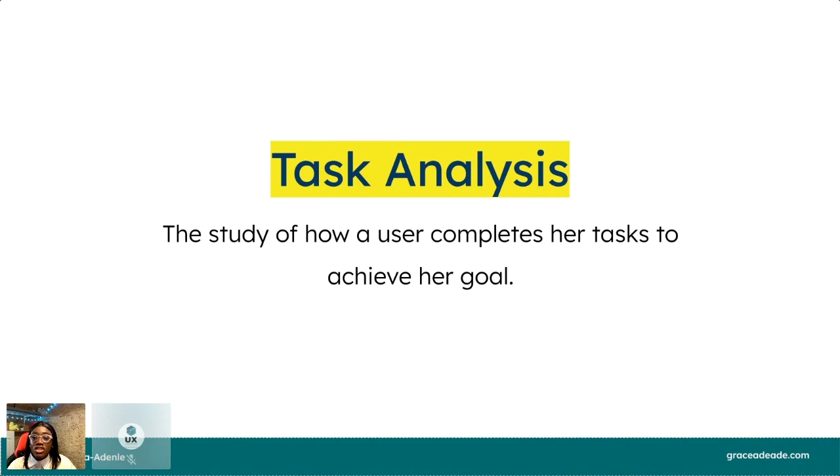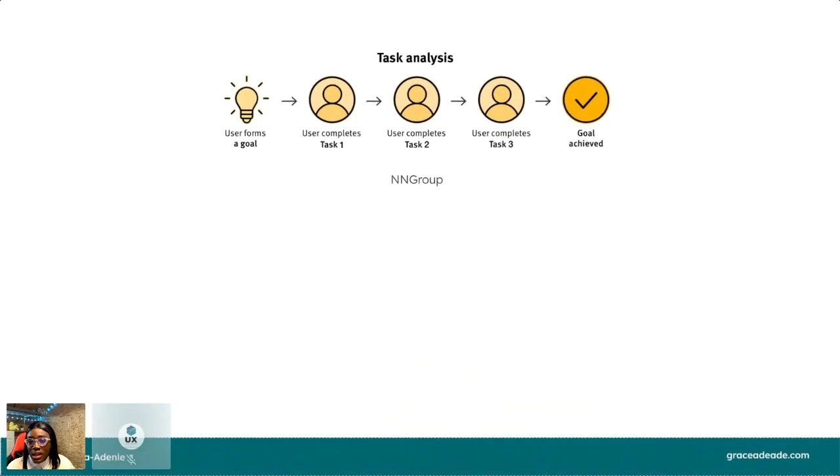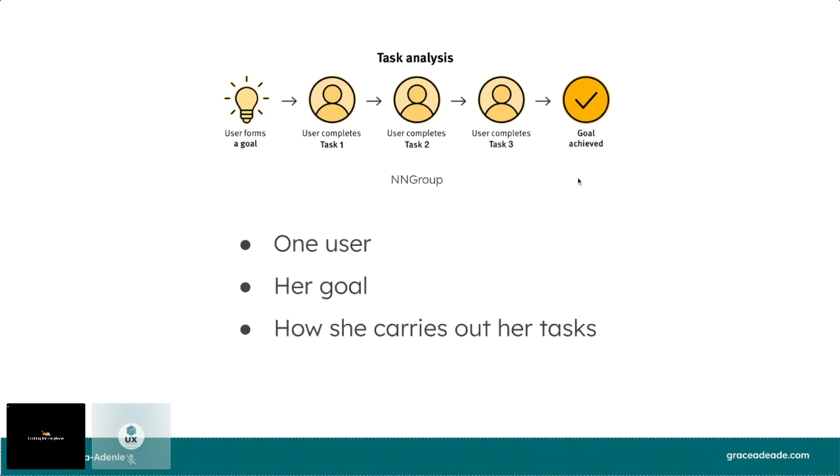But what are the things she's currently doing? So studying what she's currently doing, studying what she should be doing, which is something I'm going to come to. Those are things that should be clearly documented. And I took this from a group. They broke this down to say task analysis is something like a user forms a goal, has a couple of tasks, and then the goal is achieved in the end. So that's one user, her goal, and then how she carries out her task.